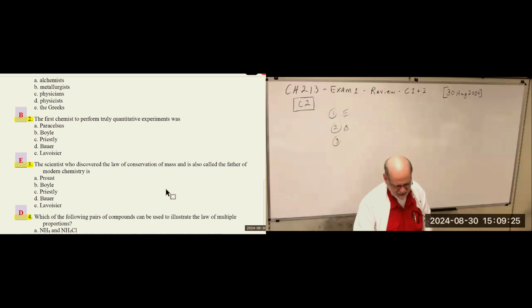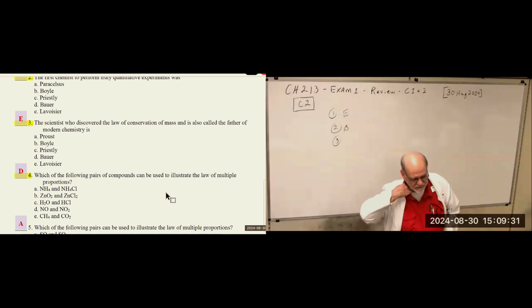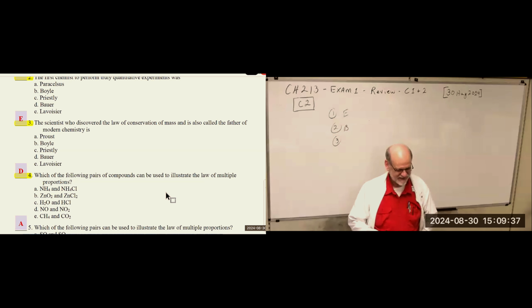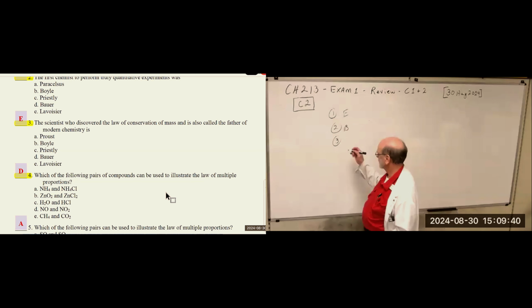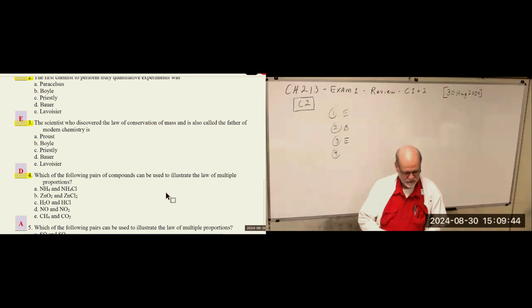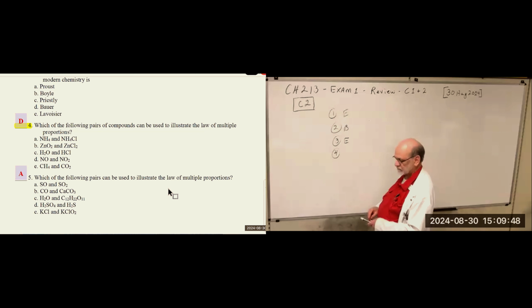3, the scientist who discovered the law of conservation of mass, also called the father of modern chemistry. Think guillotine. Lavoisier, yeah. Got his head chopped off. He was just unlucky.